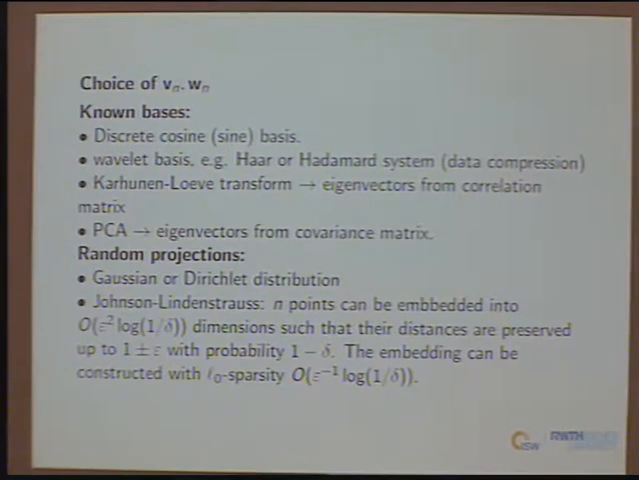One can have in mind the Johnson-Lindenstrauss theorem, which tells us that if we have n points in a high-dimensional space, they can be embedded into a low-dimensional space of this order of dimension, such that their distances are preserved up to a given accuracy with high probability, and you can say in advance how accurate this should be.